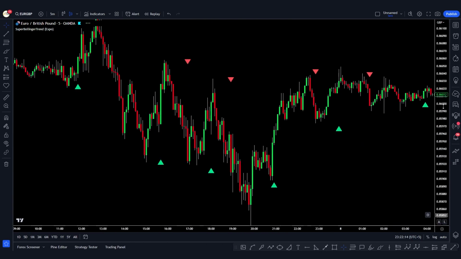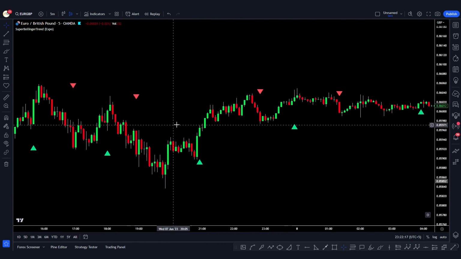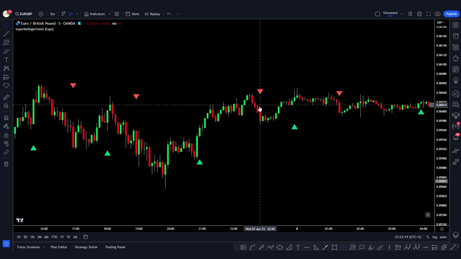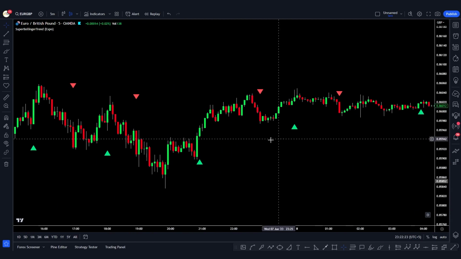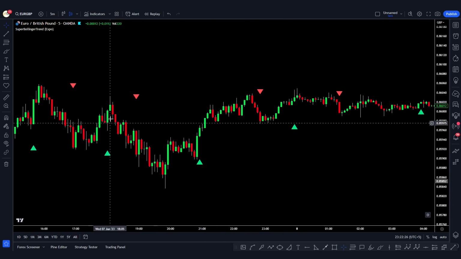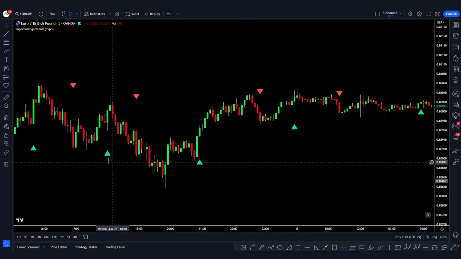But this indicator on its own does not work out perfectly. As you can see here, the indicator is giving us this sell signal, but the trend is already changing into a bullish one. And also here we can see that the market is about to get reversed, and the indicator is giving us this buy signal.